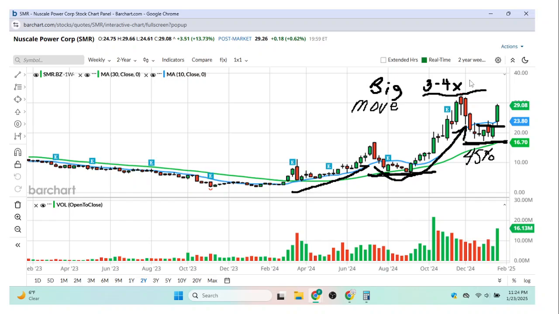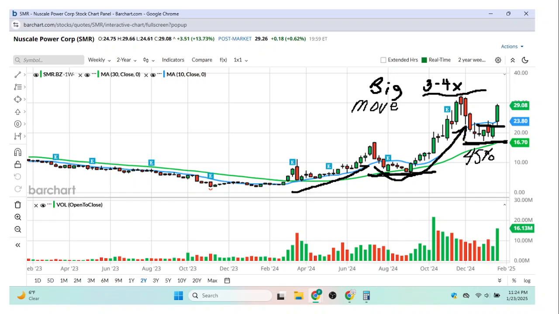If you see any stock do this, you should pay attention to it, especially if it has big volume. I'm talking in the millions of shares traded per day, not 10,000 shares a day. That's not good enough. We need institutional volume.